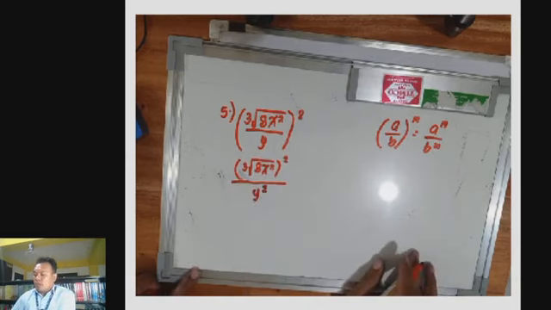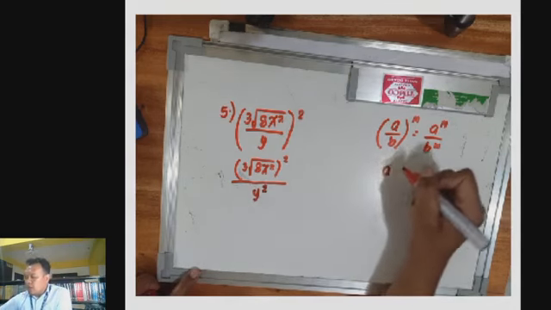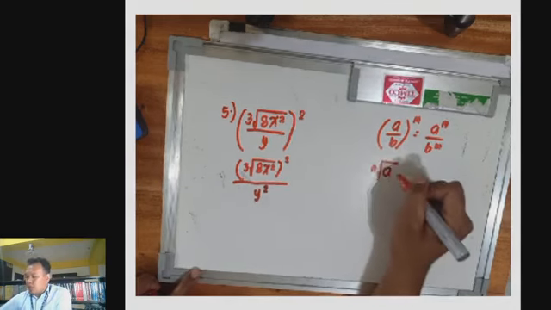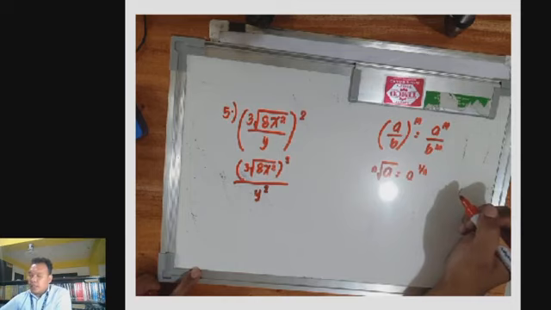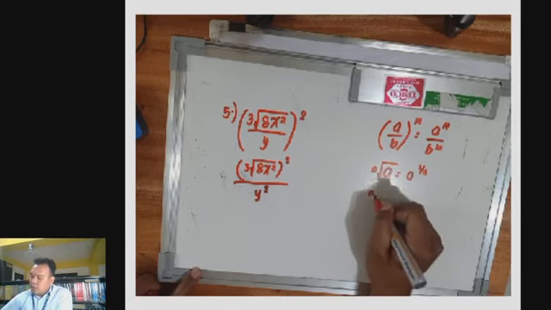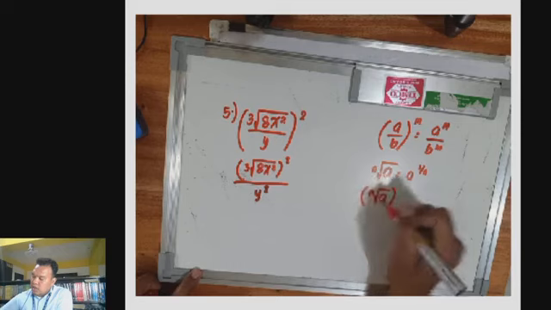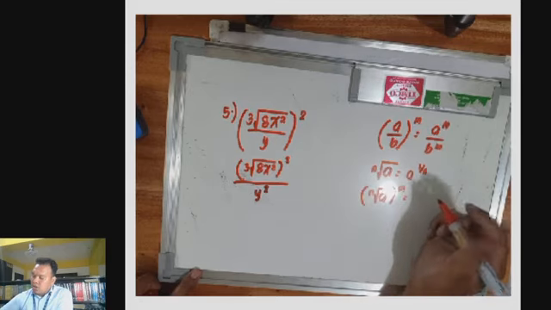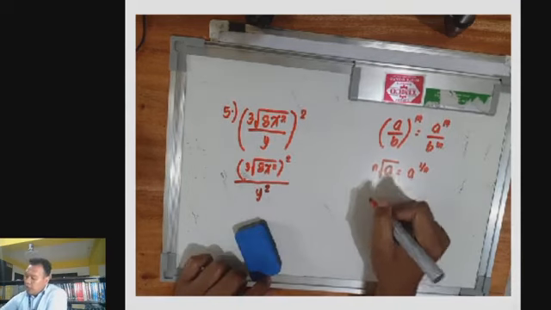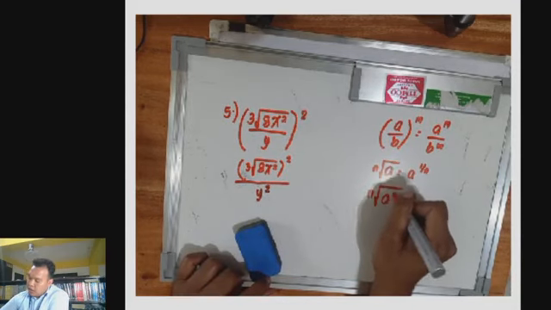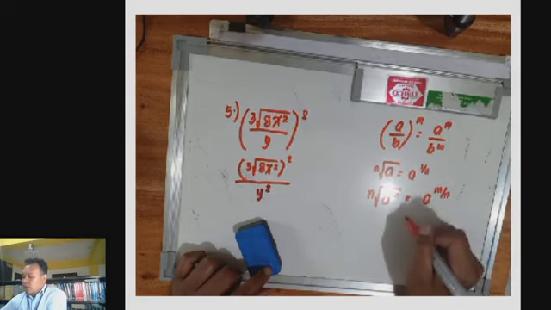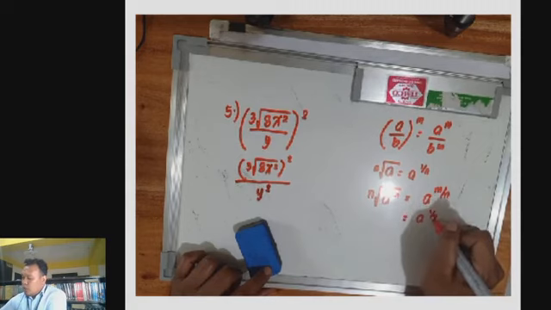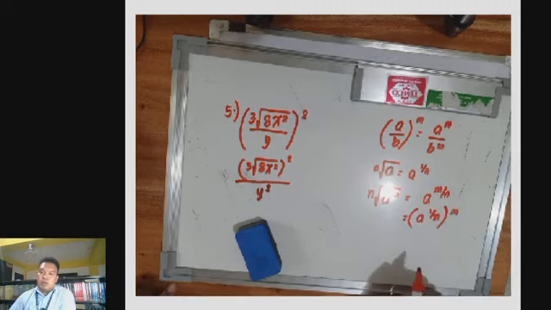Then, we have a formula na nth root ni a is equivalent kay a raised to 1 over n. Then, kapag sinabing nth root ni a, m, pwede natin siyang i-rewrite as a raised to m over n, or a raised to 1 over n times m. So, lalabas, mag-multiply, magiging m over n pa rin naman siya.